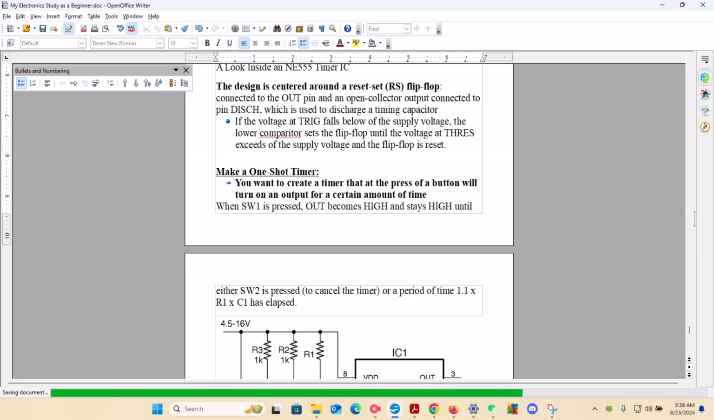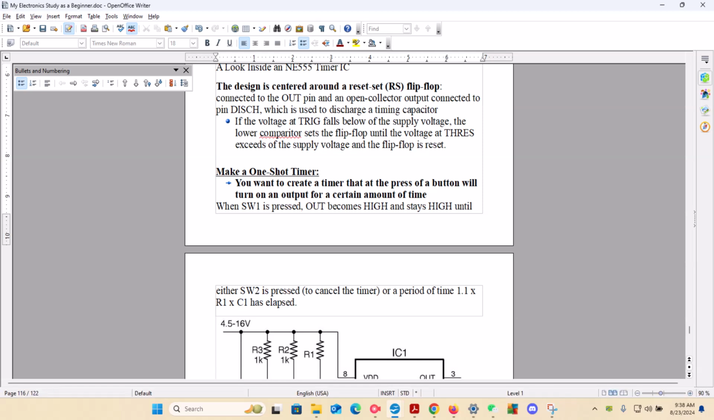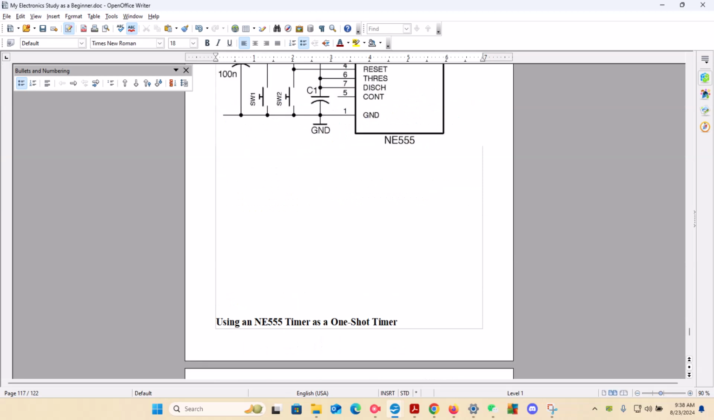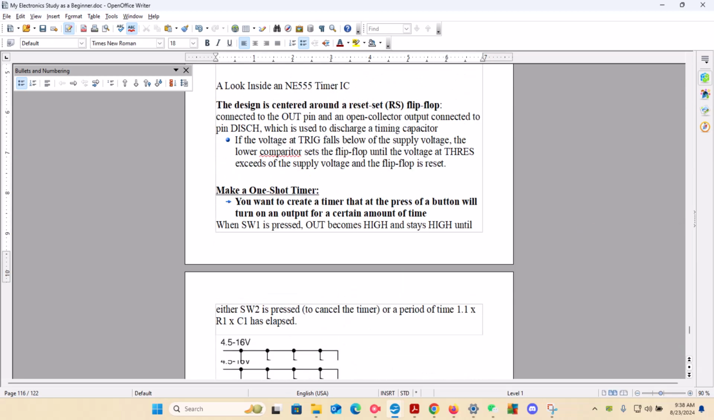Now, similar to that other diagram, I guess that wants to save. Here we go. Sorry, I didn't want to. Here we go.